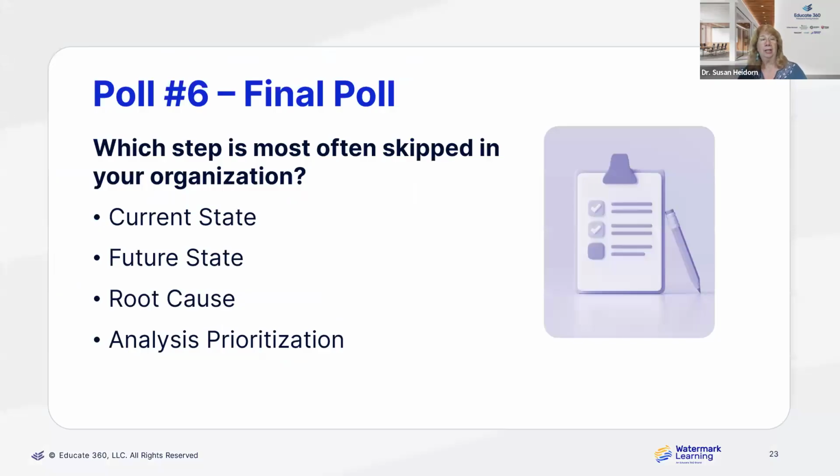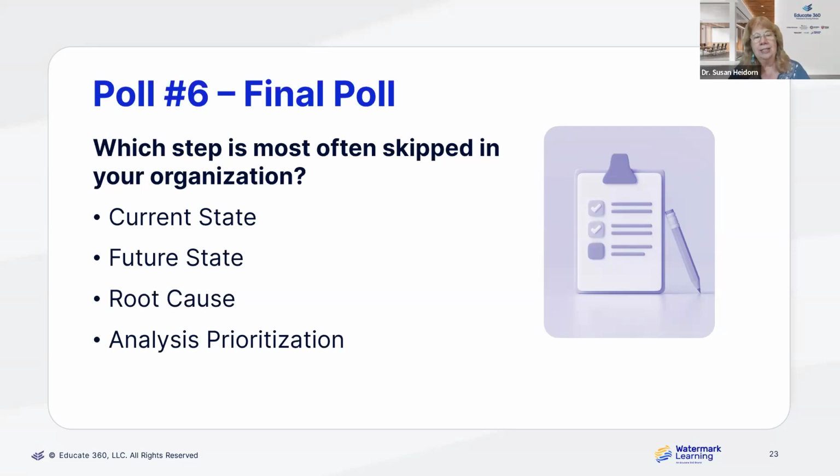So, final poll. I know I bugged you for a long time. Final poll: which step in your organization is often skipped? I'm just curious. Do you not do current state, future state, root cause, or prioritization? So Mariella, would you like to kick off that poll? And this is just curiosity. There's no right answer to this. Doing a little mini assessment of what's going on in your organizations.